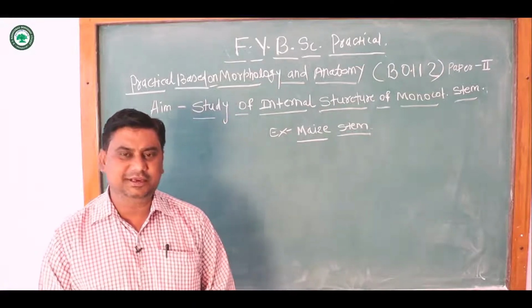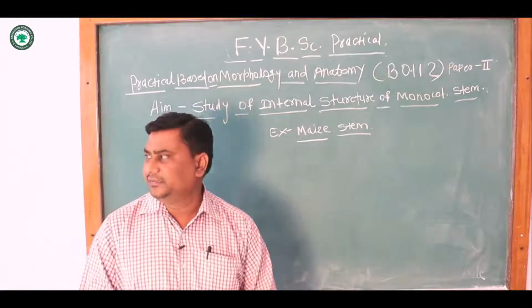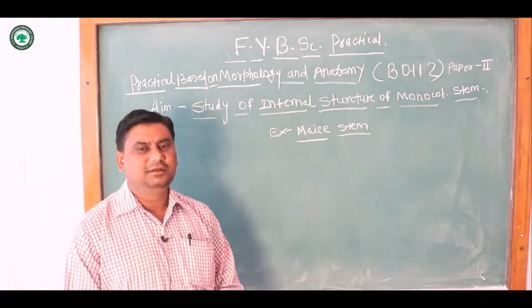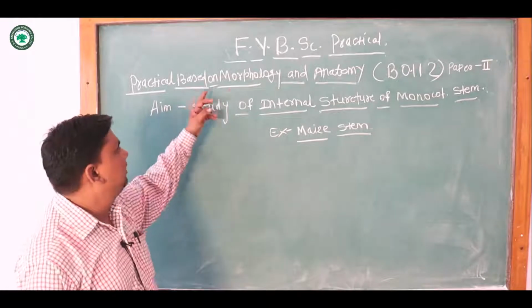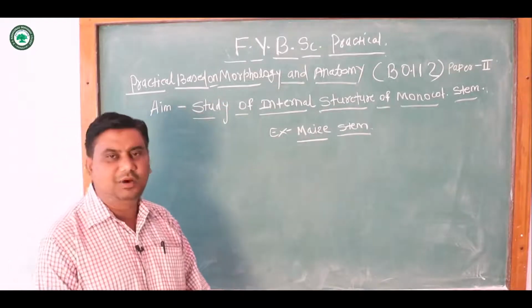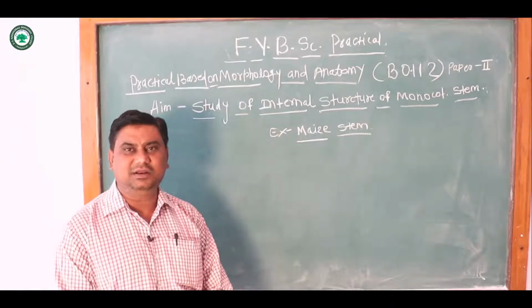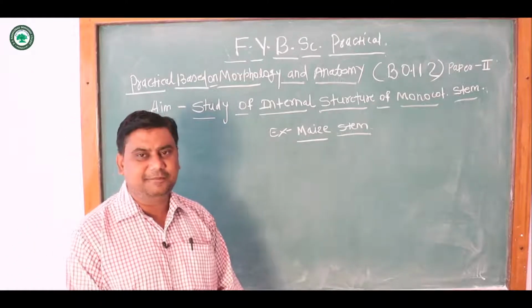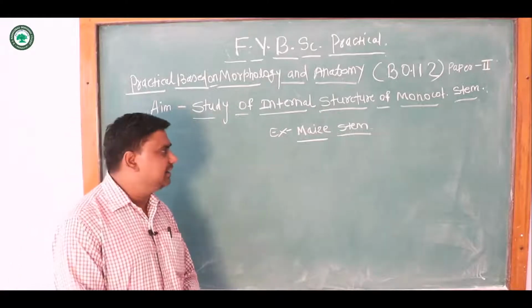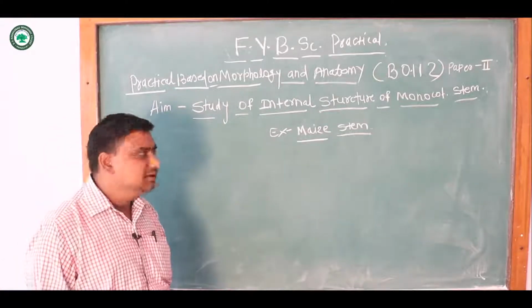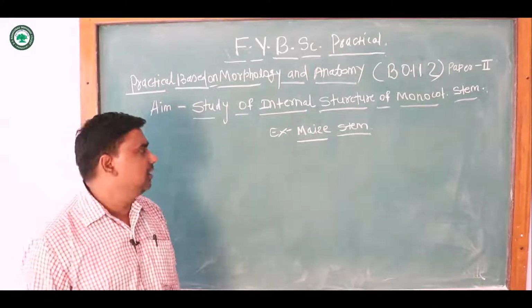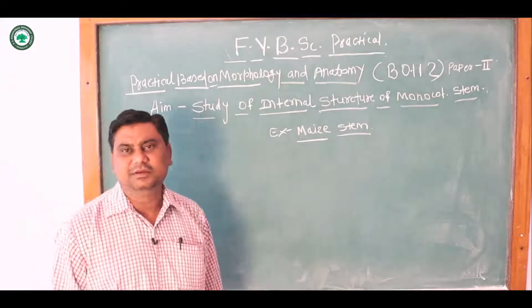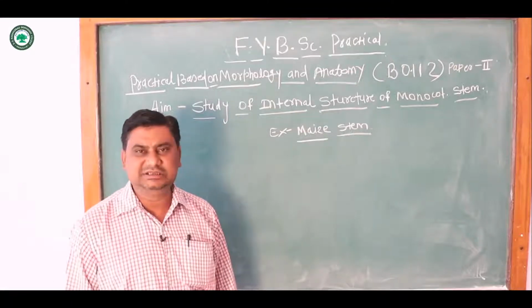Today we are going to perform the practical from first year B.Sc. The paper is Morphology and Anatomy, BO 112. The practical is based on Morphology and Anatomy, BO 112, paper second. So, what is the aim? The aim of the practical is to study the internal structure of the monocotyledon stem, or what we call the monocot stem.